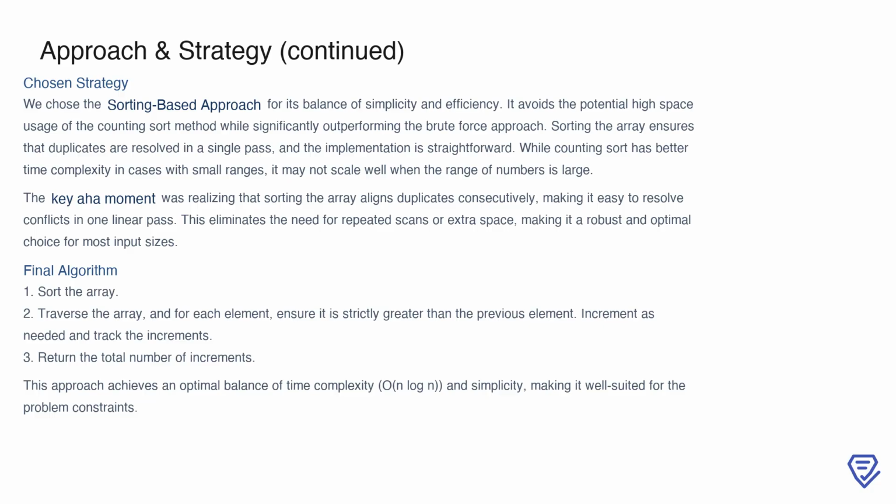The key insight here is that sorting provides a natural order that simplifies the process of ensuring uniqueness, eliminating the need for more complex or memory-intensive solutions. The final algorithm involves 3 steps. First, sort the array. Second, traverse it to ensure each number is strictly greater than the previous one, incrementing as needed, and third, return the total count of increments. This approach achieves a time complexity of n log n, and is well suited for the problem constraints, offering a practical and robust solution for most input sizes.